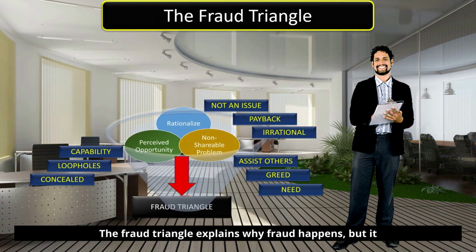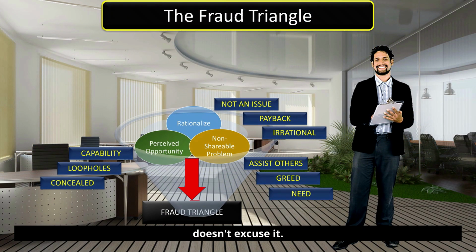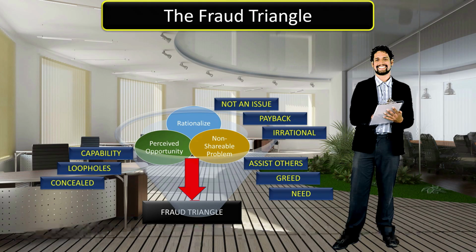The fraud triangle explains why fraud happens, but it doesn't excuse it. There's simply no excuse for using deceit to break the rules for personal gain.